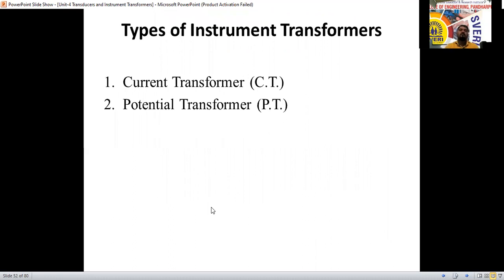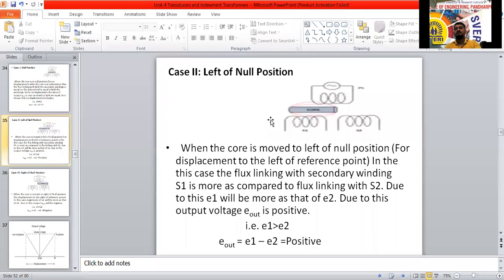The instrument transformers are classified into two types: current transformer and potential transformer. The potential transformer steps down the voltage, and the current transformer steps down the current. One by one, we are going to discuss these in the next class.